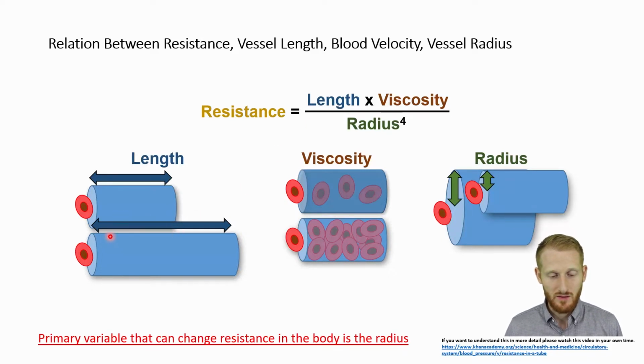All right, so if you make the vessel longer, so this vessel, which is longer than this vessel, that's going to increase the resistance. Likewise, if you increase the viscosity, so you can see that this blood is very thin, there's not a lot of congestion. This blood is very thick, the red blood cells are right up against each other, there's a lot of them, there's not a lot of fluid in between them, so that's a more viscous fluid. The more viscous fluid is going to also increase resistance.